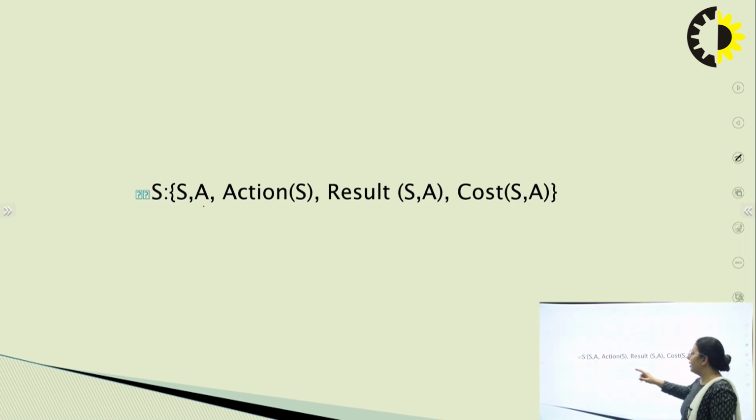Result of S comma A means that if you are applying the action of moving right on that particular state, then what result it will make, meaning what state we will get, comes under the result of S comma A. And cost of S comma A is the amount of cost needed to reach from state S to another state by taking an action A. So this is the state space representation. This is the way we can find the state space representation.